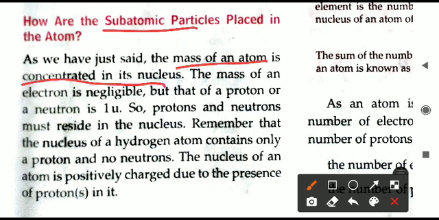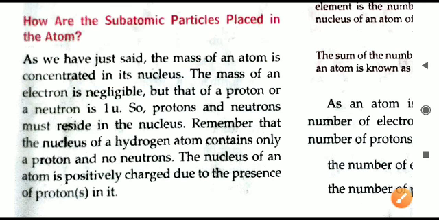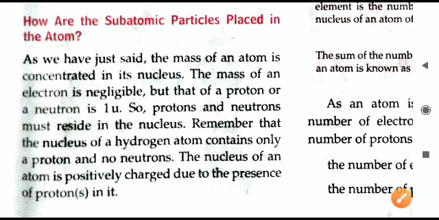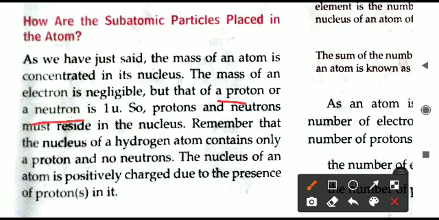If we calculate the atomic mass, the atom's whole mass is actually present in the nucleus only. If you remove the electrons also, the atomic mass will not be much affected. So we can say the atomic mass is almost equal to the mass of the protons as well as the neutrons.